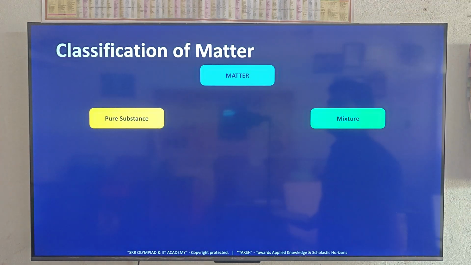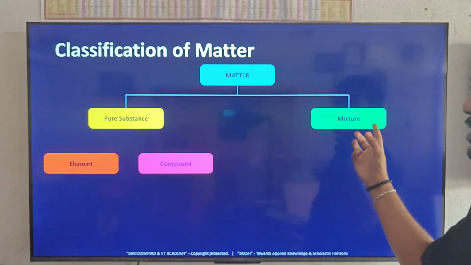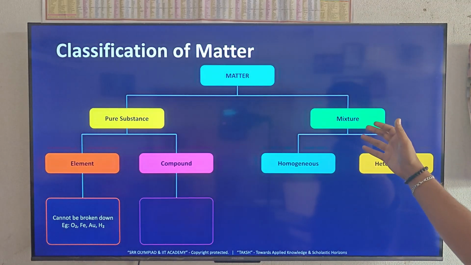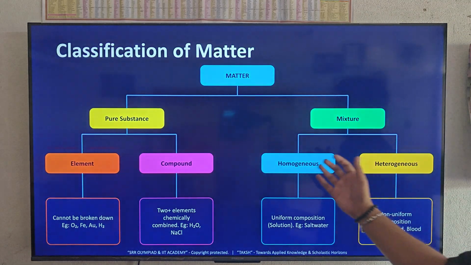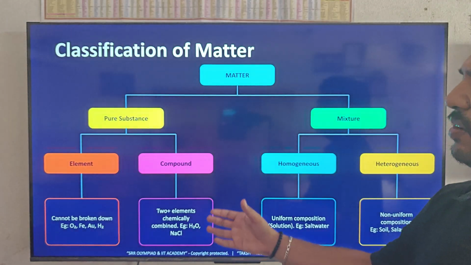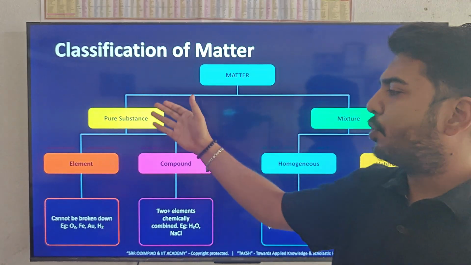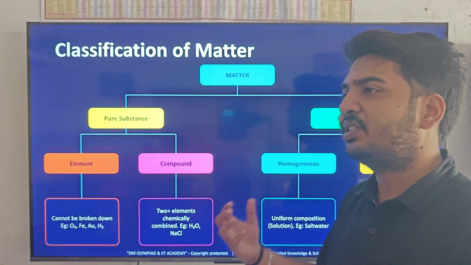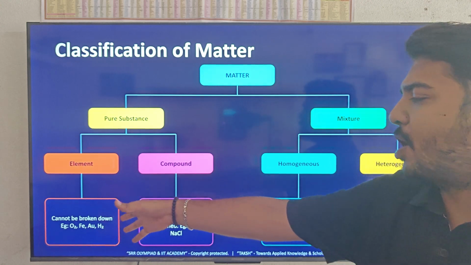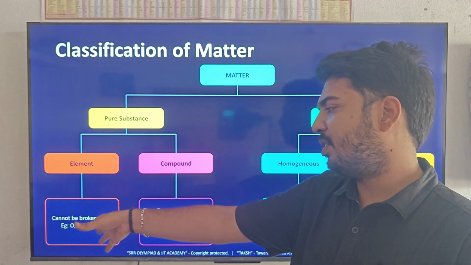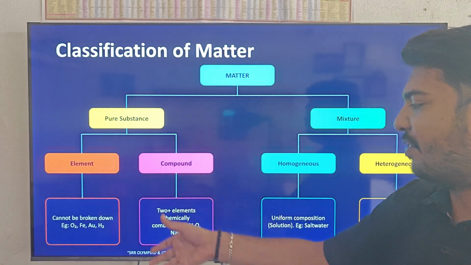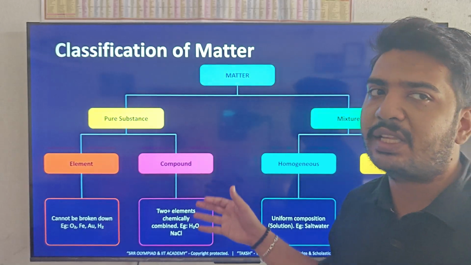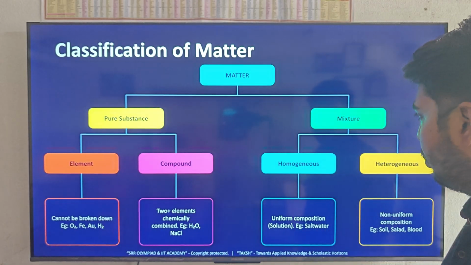Next, classification of matter. Matter is classified into two types, pure substance and mixture. The pure substance is further divided into element and compound, whereas mixture is divided into homogeneous and heterogeneous. These will be learned in future classes elaborately, so simply we can learn it as a base now. So for pure substance, an element cannot be broken down, it is the final stage we have researched till date, and examples are oxygen, iron, silver, gold, hydrogen, mercury, everything. And compounds are two or more elements chemically combined. Example, H2O, NaCl. H2O is the chemical formula of water and NaCl is our salt.